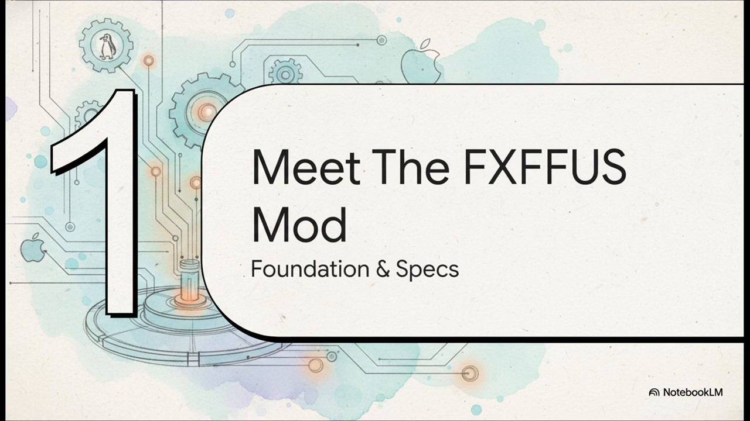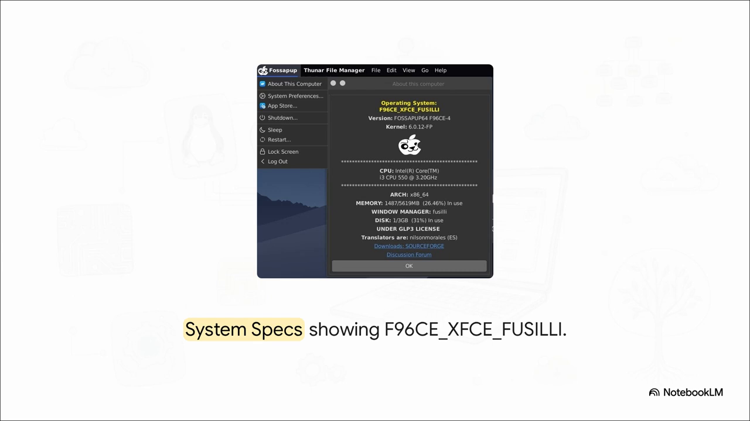Okay, so section 1, let's officially meet the FFFUS mod. All right, looking right at the About This Computer dialog, we can see the heart of this machine. The OS is designated as F96CE_FFCE_Fusili, and it's running on a FXFFUS64 base with a 6.0.12 FP kernel.